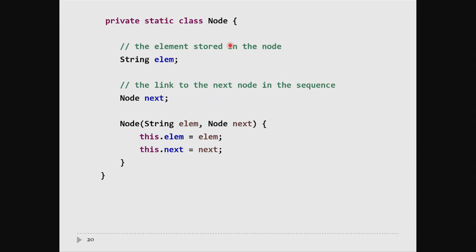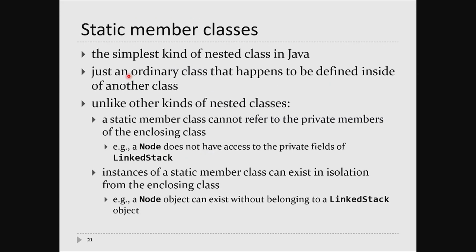So if this is not static, you've got a hidden field in here that points out to the enclosing object. That takes up some memory, which you don't want to have to pay for, especially in this case, because you can have a stack with a lot of elements in it, millions of elements, and that's going to eat up a million extra references that you don't need. So you should use a static member class when you can, as opposed to using an inner class.